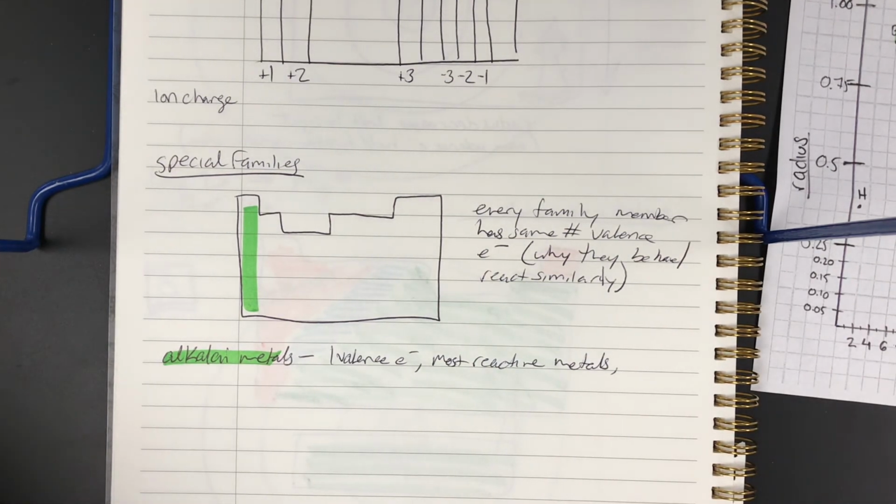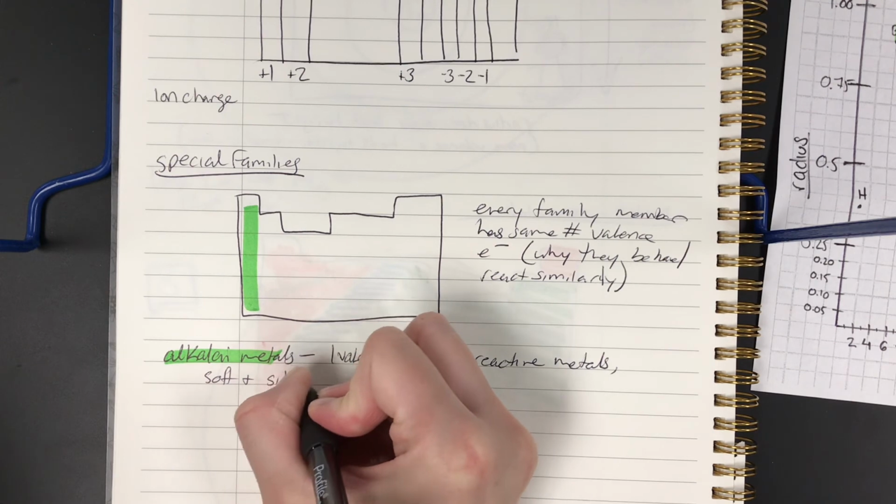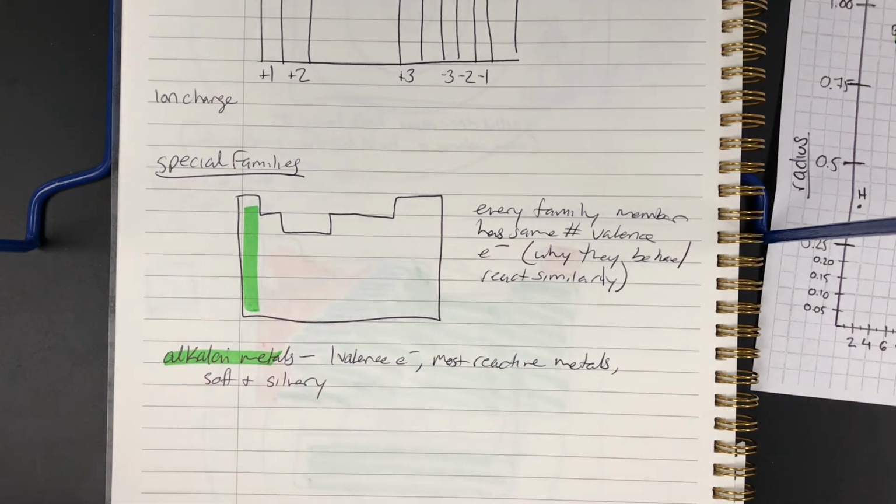They also showed how he cut off a piece of that. They're silvery in color, but they're really soft. Like sodium, you can cut that with a butter knife. So they are soft and silvery.